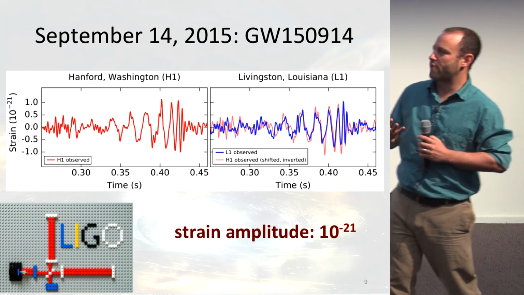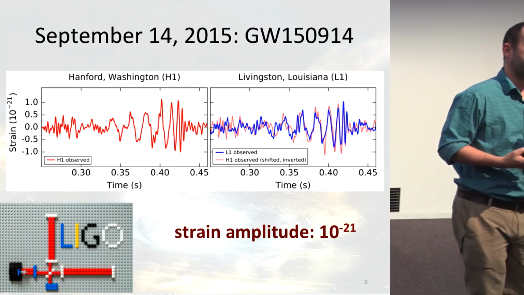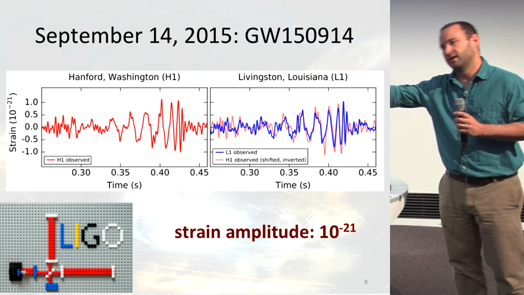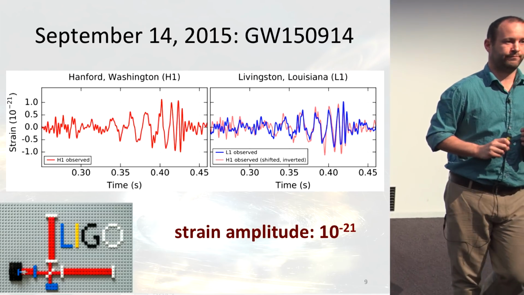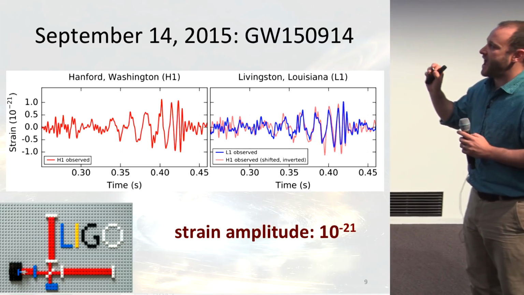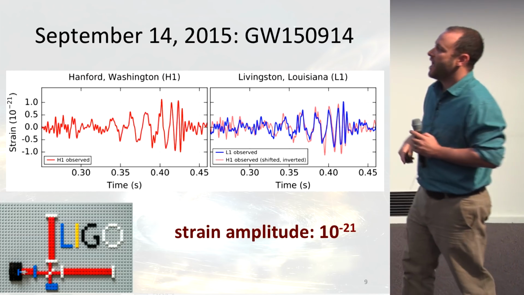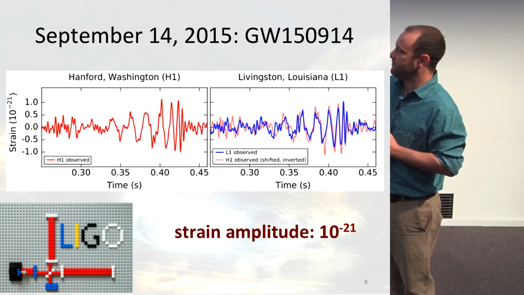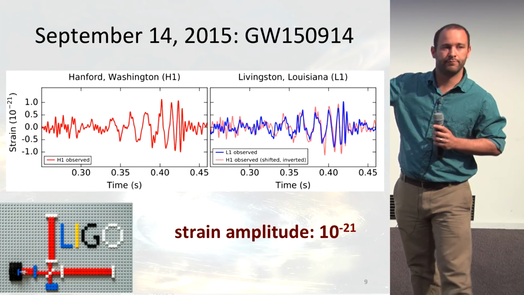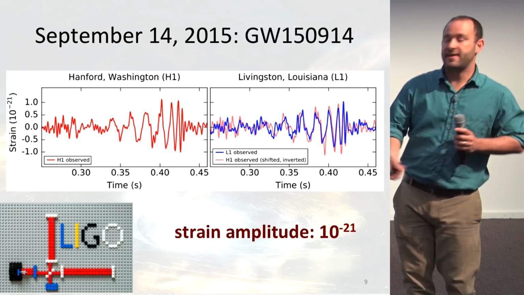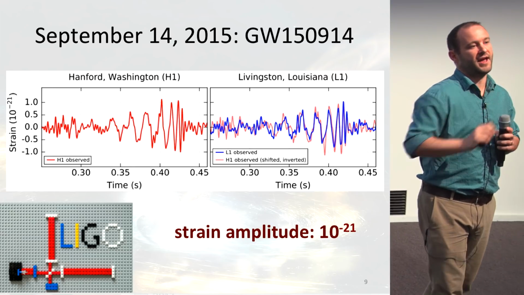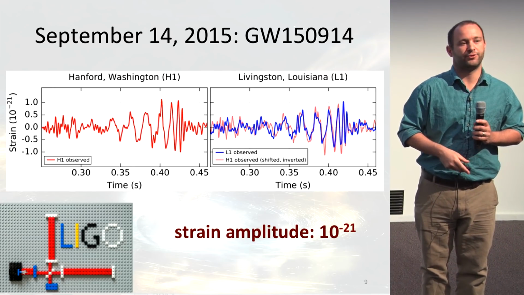This strain amplitude has a number, 10 to the minus 21, which is an incredibly small number. It's 0.00000, 21 zeros, and then a 1. And this is an incredibly small number, but it's actually very interesting. This is actually how precise our measurement has to be. And what it tells you is, if I have some, here is my Lego again, if the length of my arm is some distance, then this 10 to the minus 21 is the fractional change in the length of that arm when the gravitational wave passed through.